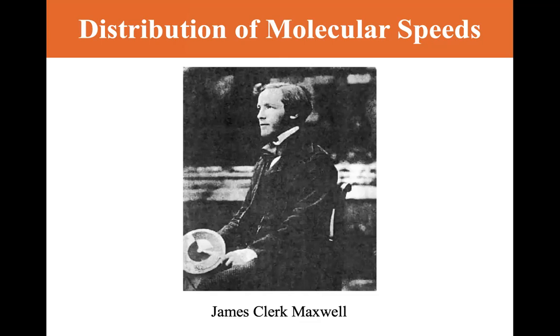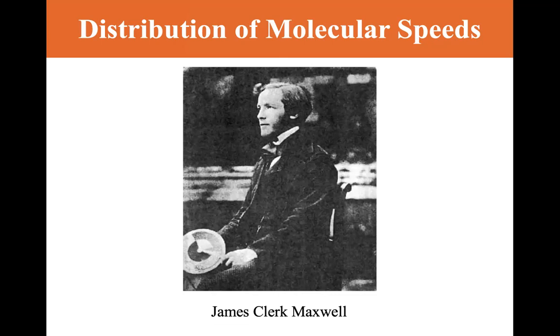In 1860, James Clerk Maxwell, whom we'll study much more later this year when we talk about Maxwell's equations, derived an expression that describes the distribution of molecular speeds in a very definite manner. It was controversial because no one could detect molecules experimentally, but about 60 years later, experiments were devised that confirmed Maxwell's prediction.